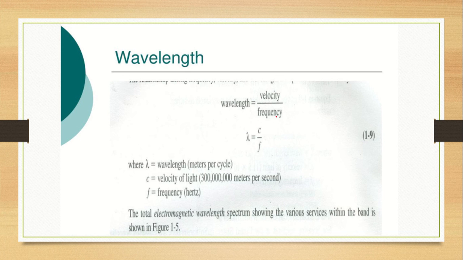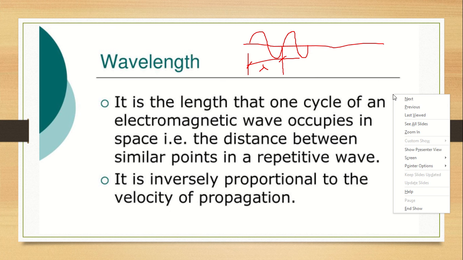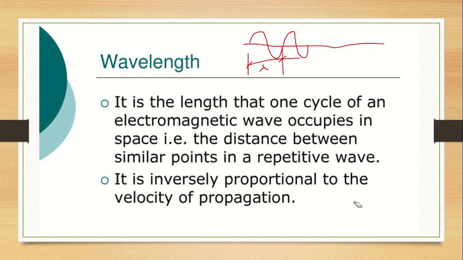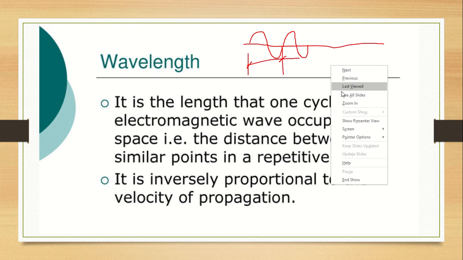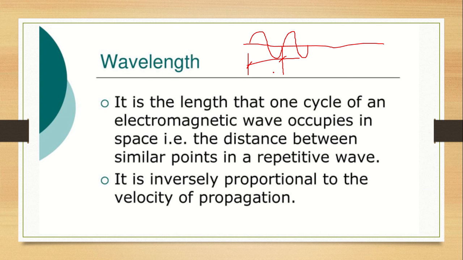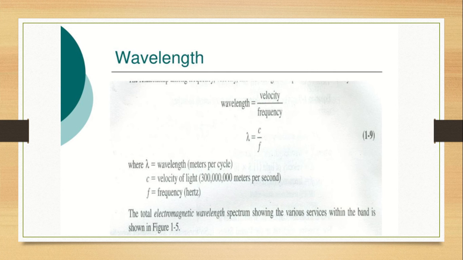In formula, wavelength is equal to velocity divided by frequency. Wavelength, which is lambda. I'll change this to avoid confusion, and write it properly. So this is lambda. All right, so lambda is equal to c over f, where c is the velocity of light, that is 300 million meters per second, or 3 times 10 to the 8 meters per second. And f is the frequency in hertz.